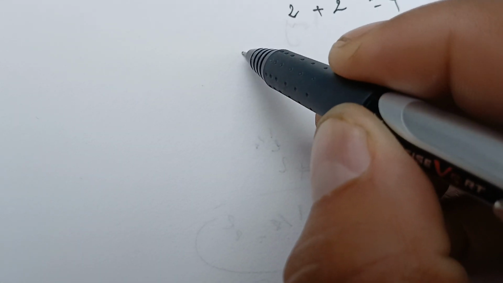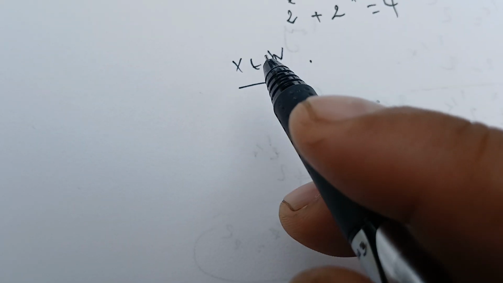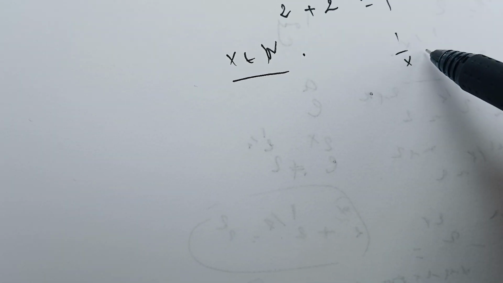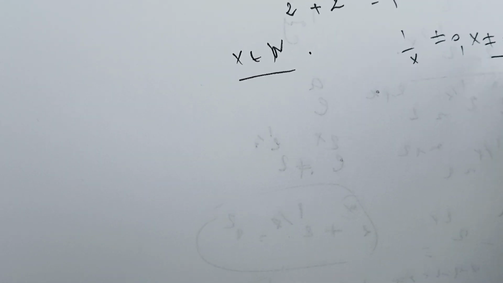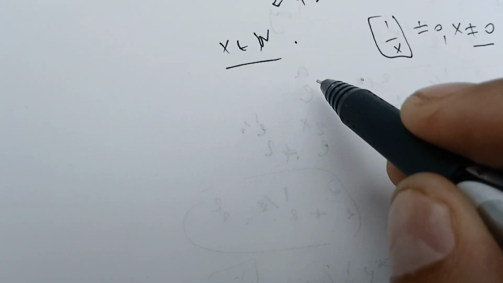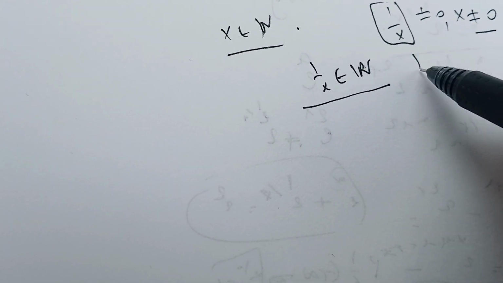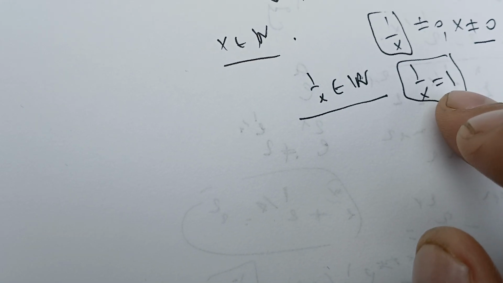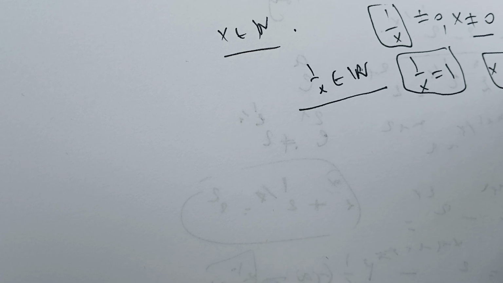First we assume that x is a natural number, x is in N. But here we see that 1 over x has to be different from 0, which means x is different from 0. For 1 over x to be in N, 1 over x has to be 1, because 1 is the only one that can be written in this form. But this means that x is 1.